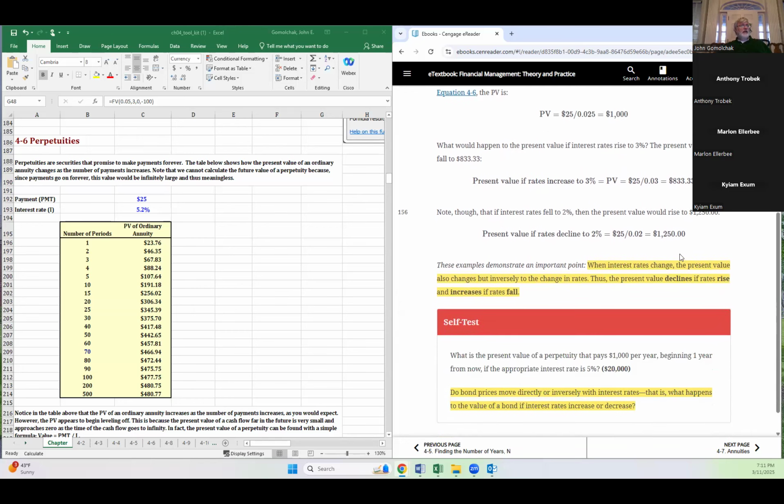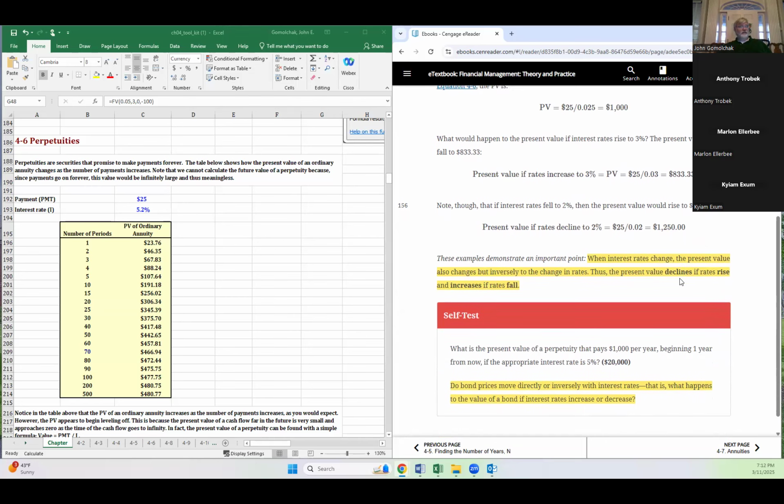$1,250. Important point. When interest rates change, the present value changes inversely to the change in the rate. Thus, the present value declines if the interest rates rise, and the present value will increase if interest rates fall. Okay.